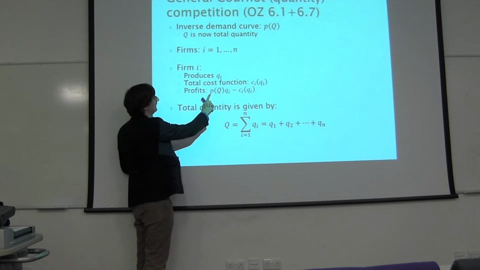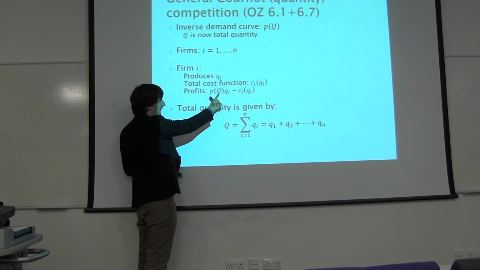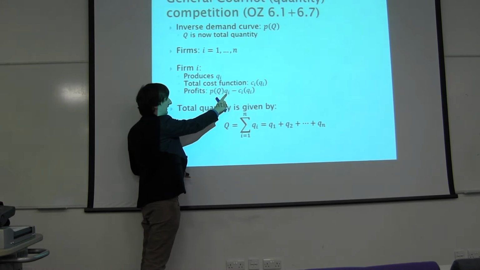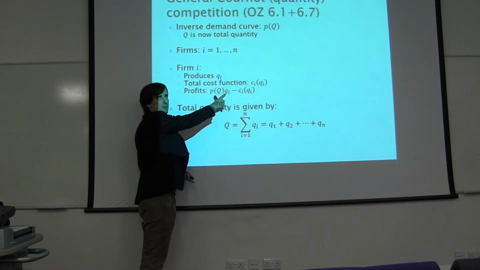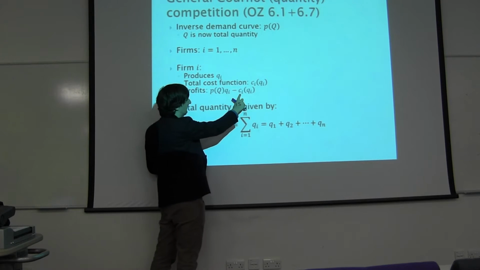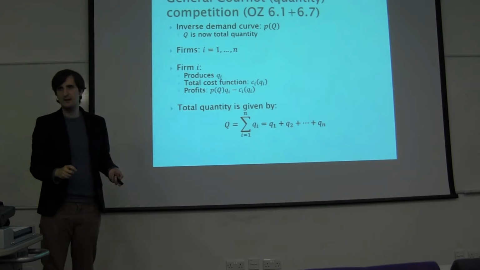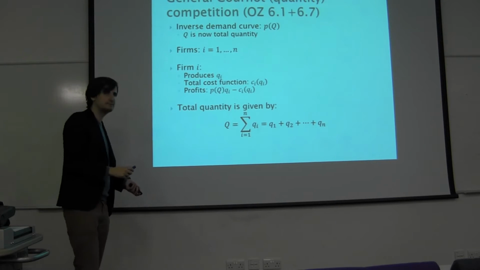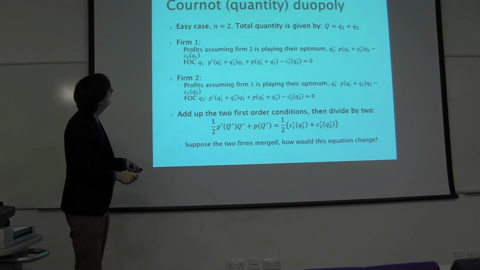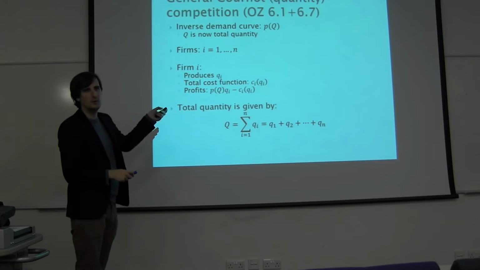Okay, and the firm is going to make profits of price and quantity minus total cost. Standard. Okay, so price is just a function of aggregate quantity times the individual quantity that firm is producing, minus cost, which is a function of the individual quantity. So does that make sense, the objective?